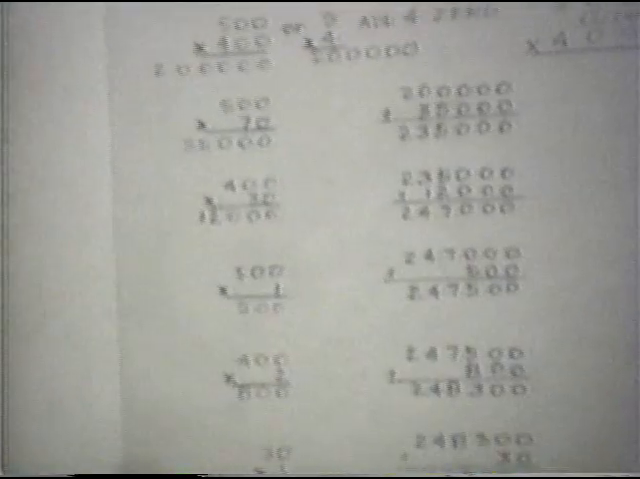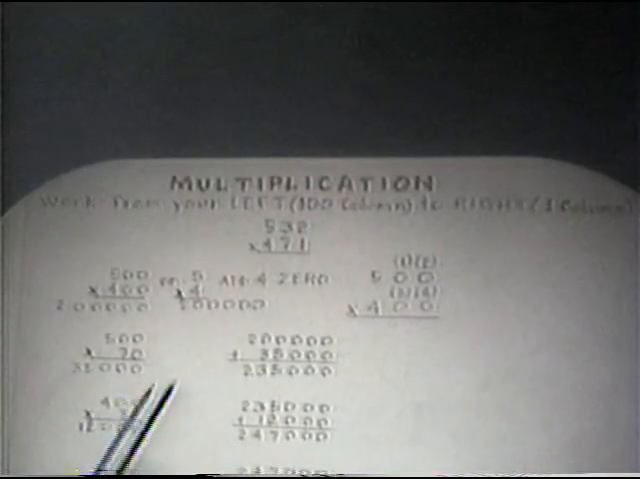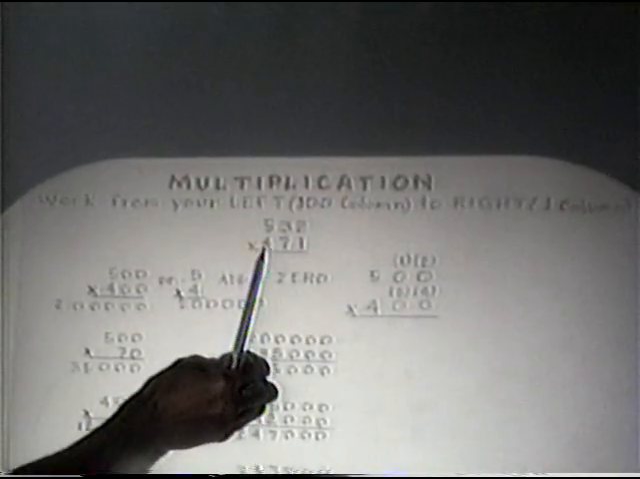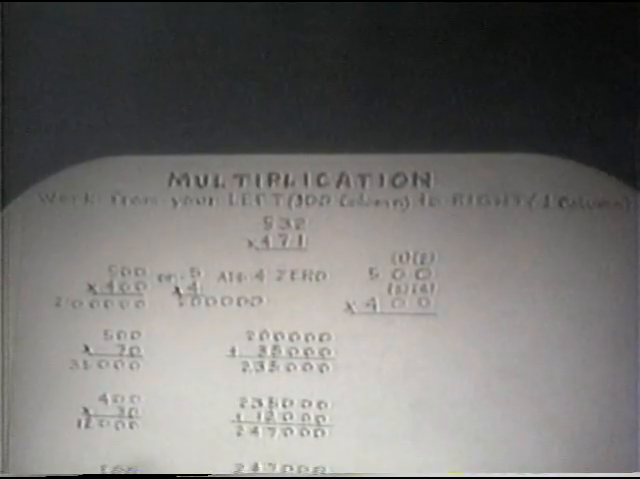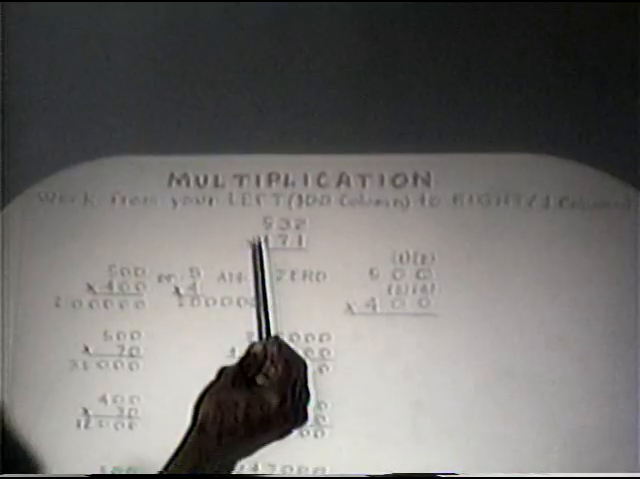Let's do multiplication not from the right to the left, but from the left to the right. I know you're used to doing it the other way, but we're just going to do it this way so you can get it. We're going to multiply 471 times 532. But we're not going to go from the right to the left. We're going to go from the left to the right.